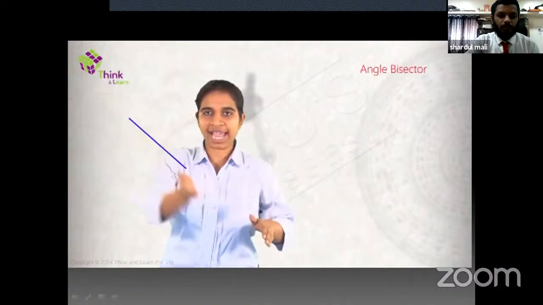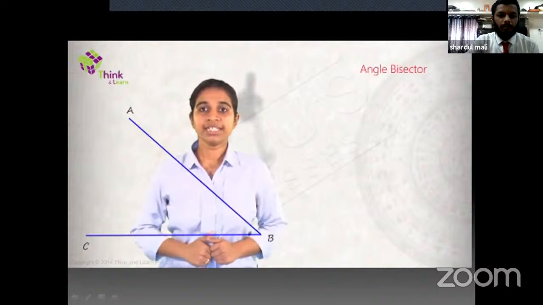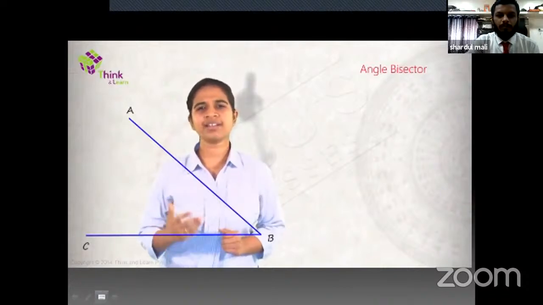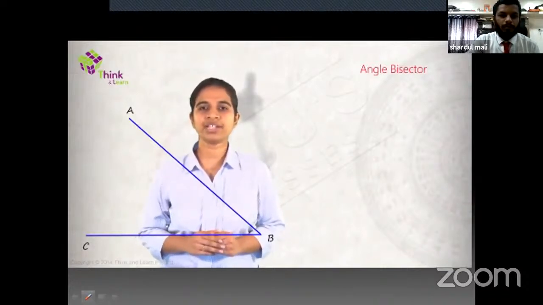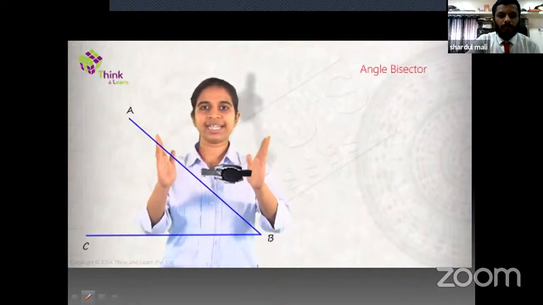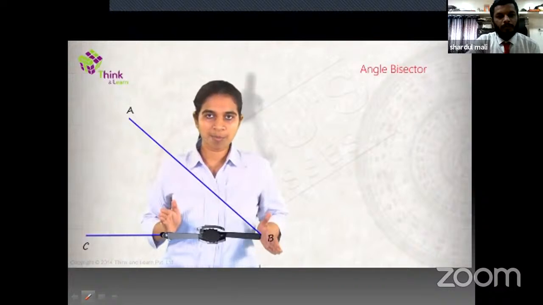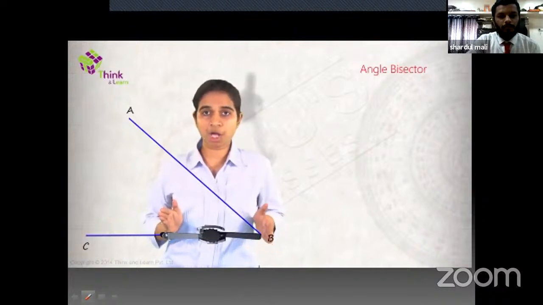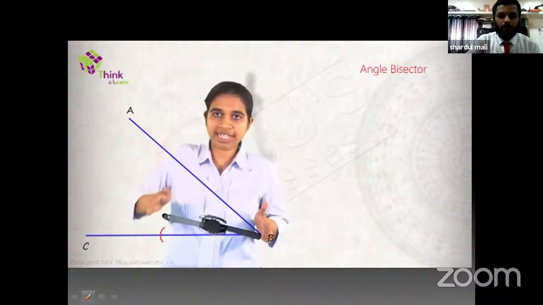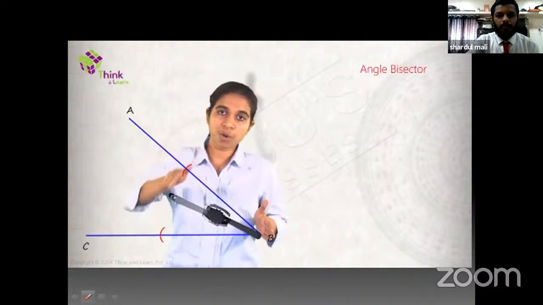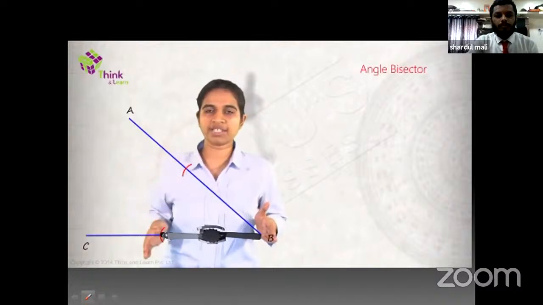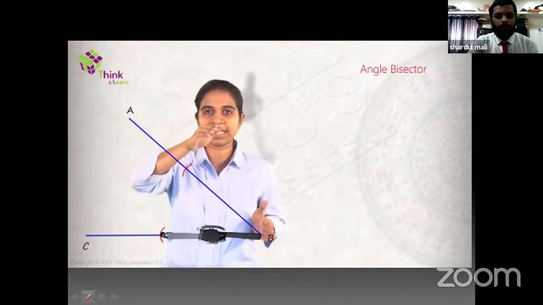Let's say we've been given angle ABC. The method to construct this angle bisector is something you already know. Let's revise quickly. How will you construct the angle bisector? Take a compass, take any length on the compass, put the leg of the compass on B, that's where the angle is, and mark an arc here. With the same distance, mark an arc on both sides of the angle, or both rays of the angle.